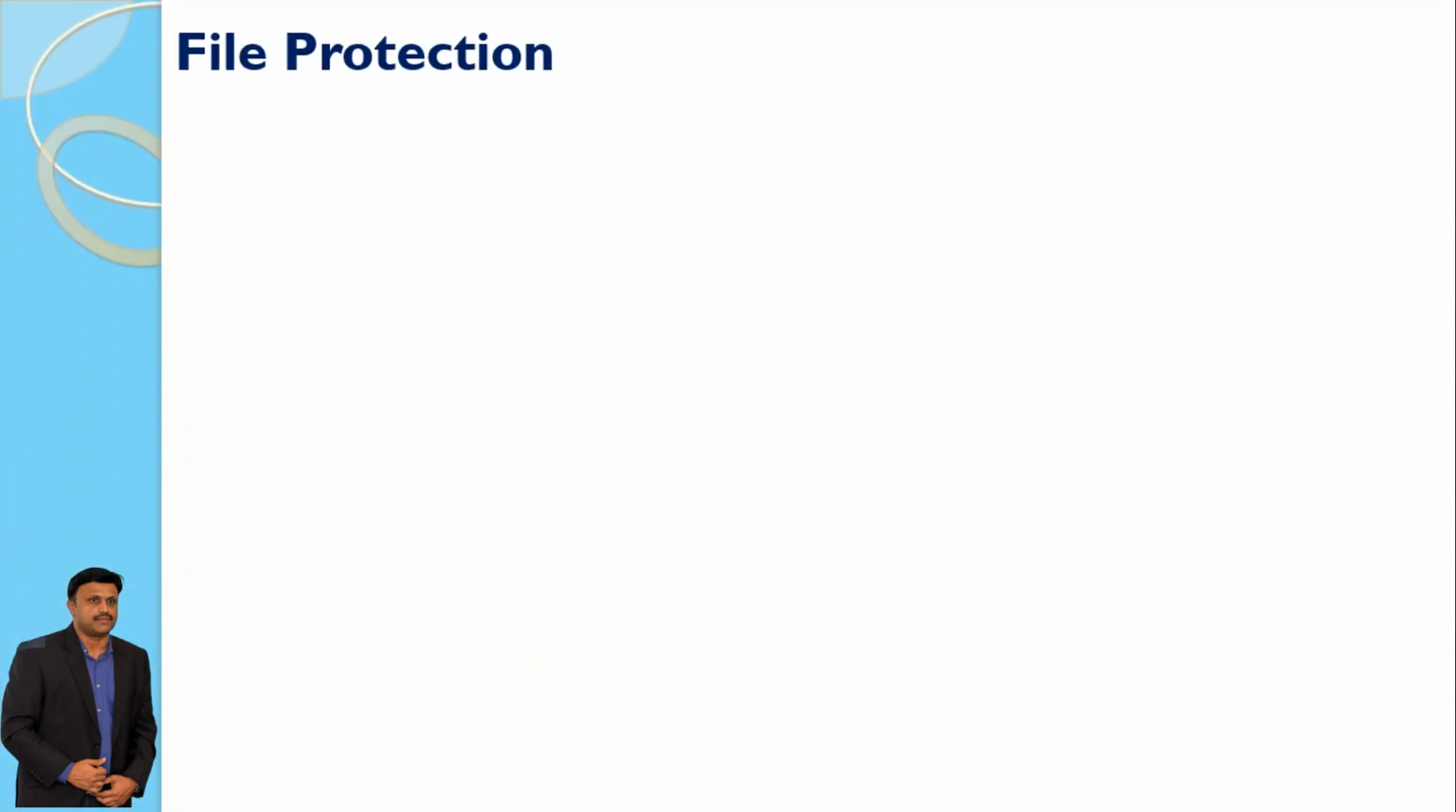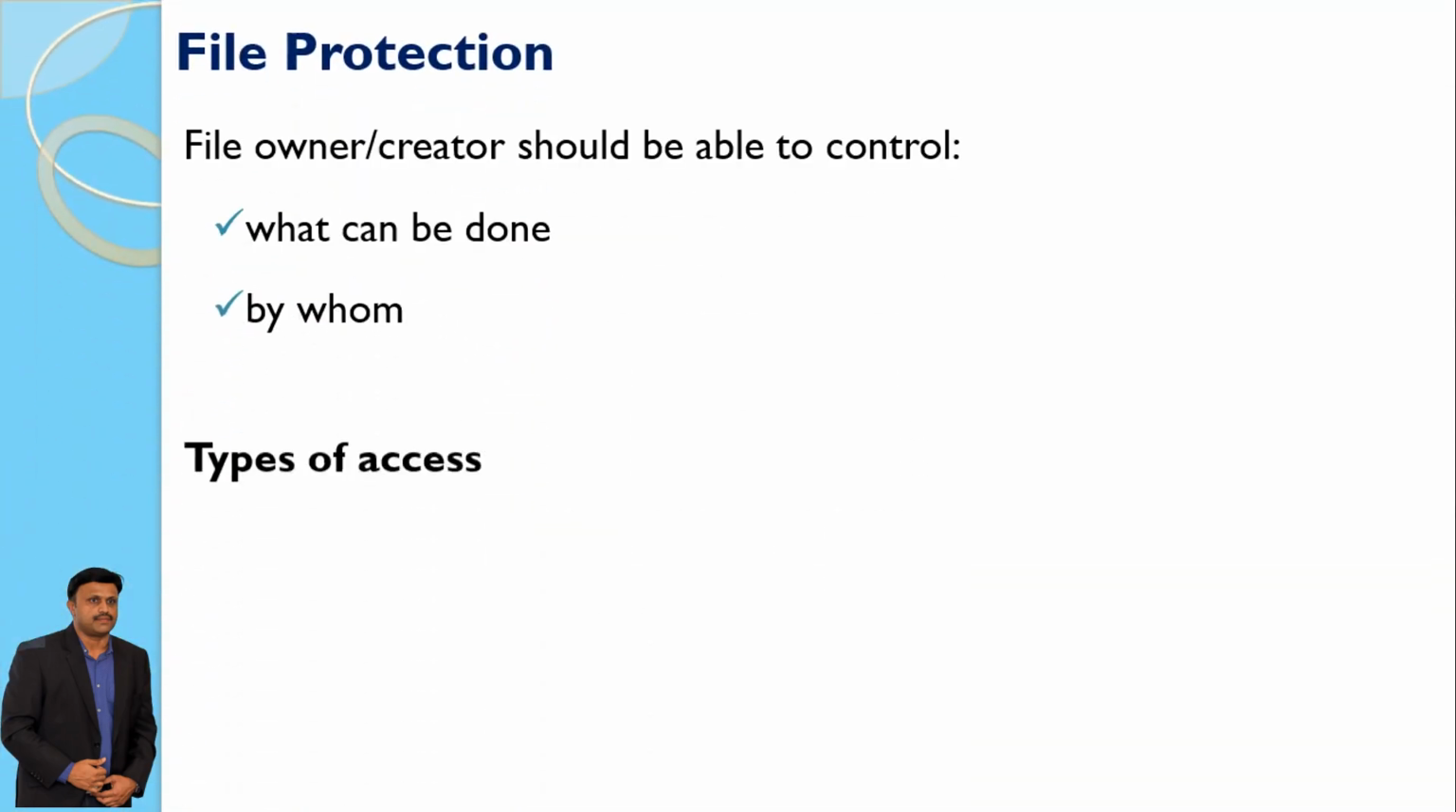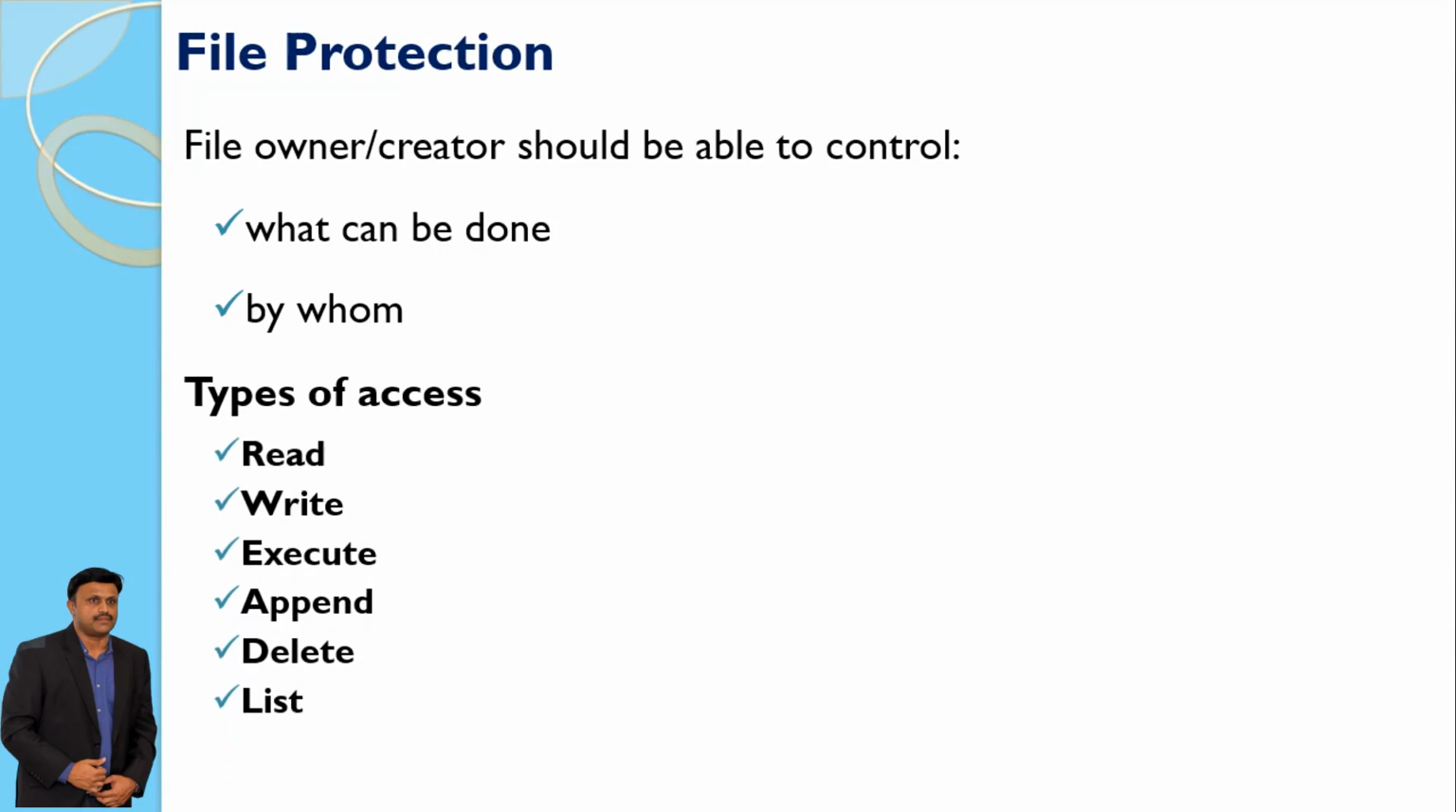File owners or creators should have control over what can be done with their files and by whom. This includes various types of access such as reading, writing, executing, appending, deleting, and listing files.